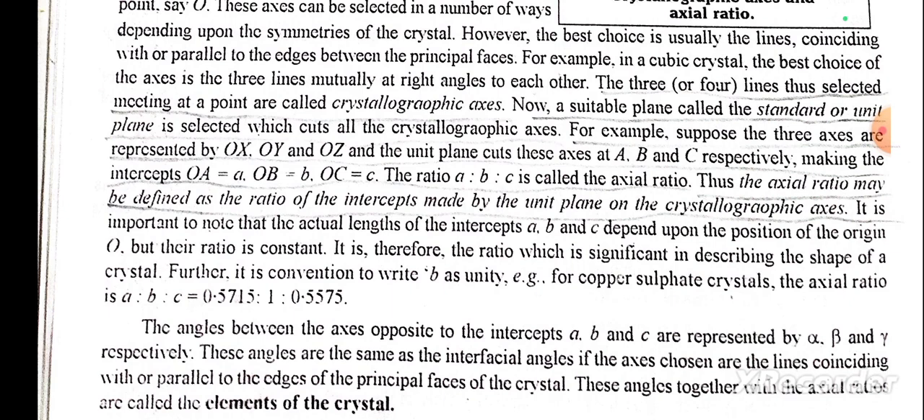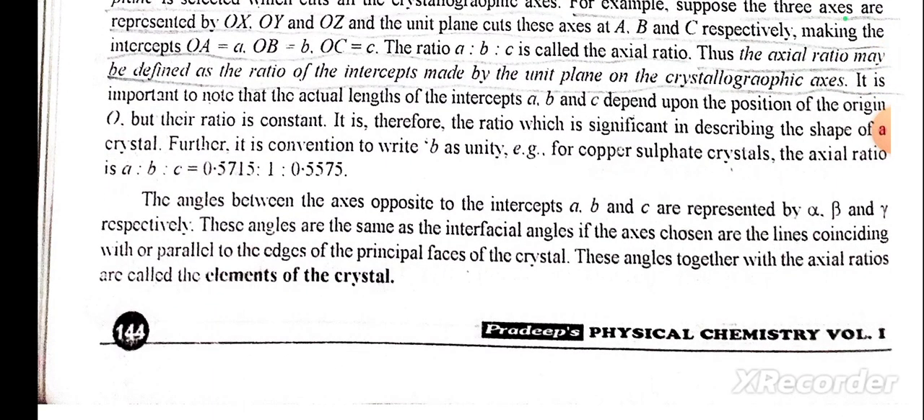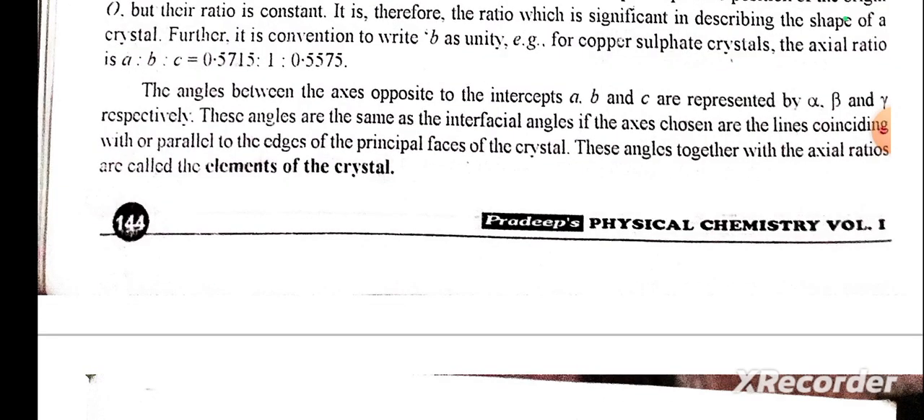For the copper sulfate crystal, the axial ratio a:b:c is 0.5715:1:0.5575. The angles between these axes, opposite to the intercepts a, b, c, are represented by alpha, beta, and gamma respectively. These angles are the same as the interfacial angles if the axes are chosen as lines parallel to the edges of a principal axis of the crystal. These angles together with the axial ratio are called the elements of the crystal.